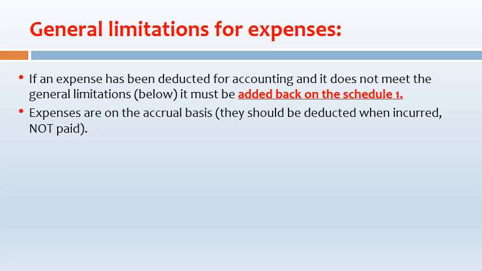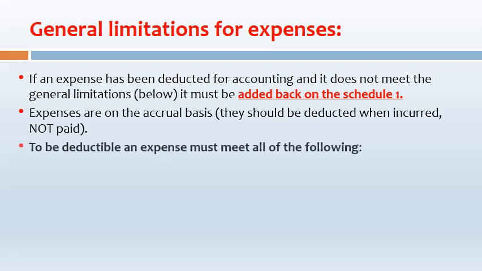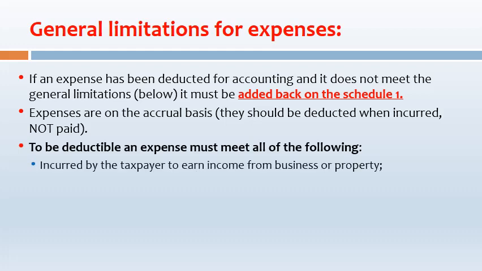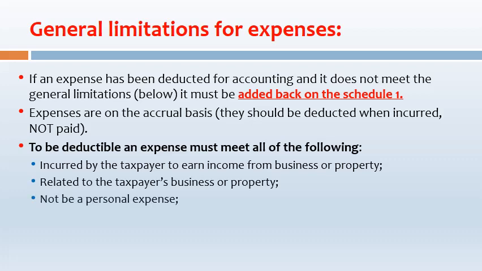So expenses, like revenues, are deductible based on the accrual basis of accounting, so they should be deducted when the expense is actually incurred, not specifically paid out. In order to be deductible, an expense has to meet the following criteria. They have to be incurred by the tax-paying corporation to earn income from business or property. They have to be related to the business or property. So it can't be expenses on behalf of some other business. It has to be for that specific corporation.